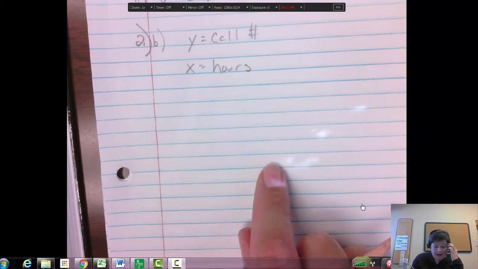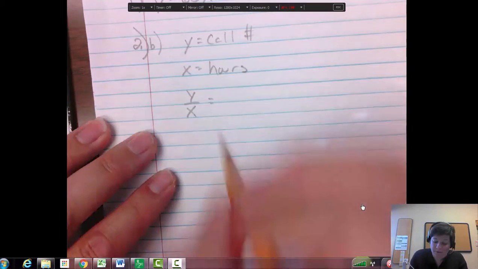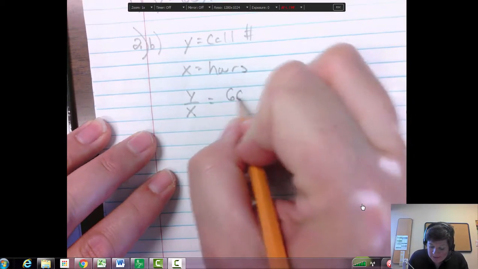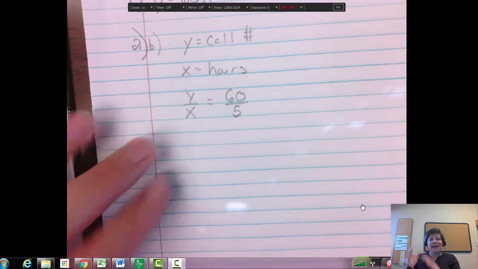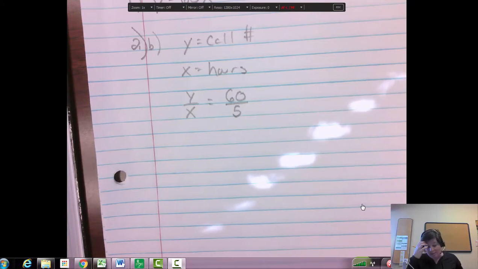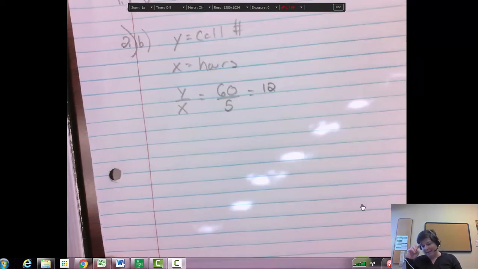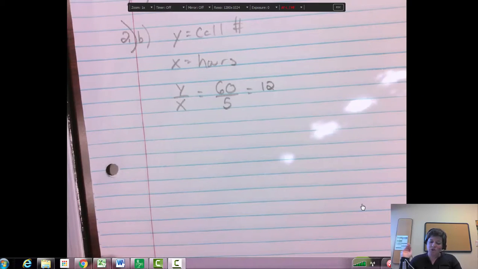One way to think of this is I have to get that rate of y over x first. We were told 60 calls in 5 hours. Then I would have that m number, the rate that relates the y and the x. So you just divide them and then you have your rate. 60 divided by 5, for some reason I was thinking it wasn't 12, but it's 12. I was second guessing myself. So it's 12 calls per hour.